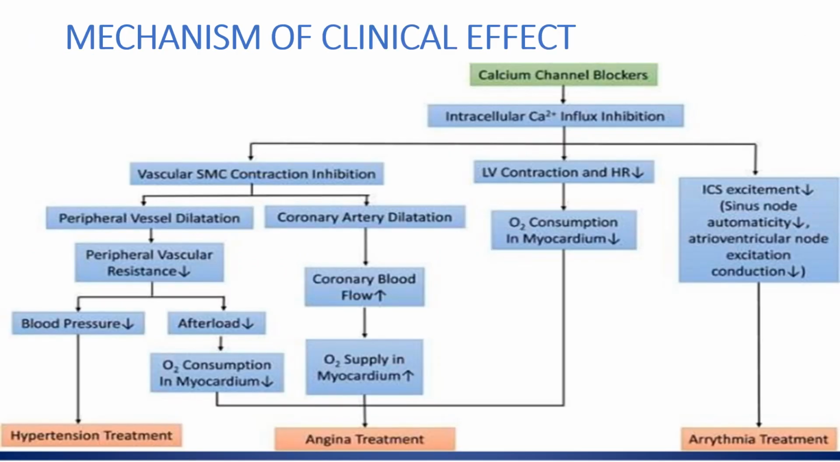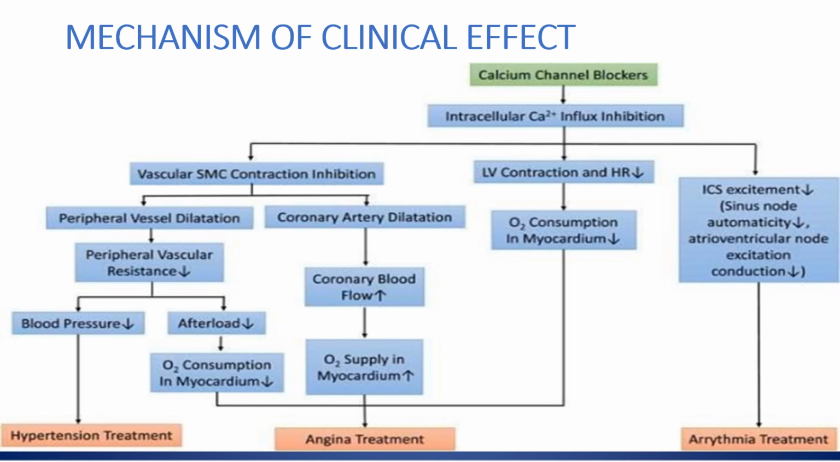This is the mechanism of clinical effect of all the calcium channel blockers collectively. Now we will start looking at this point. Now calcium influx is inhibited. We have three things here. Vascular smooth muscle contraction is inhibited. Left ventricular contraction and heart rate are decreased. And SA node automaticity is decreased. AV node excitation is decreased, conduction is decreased.